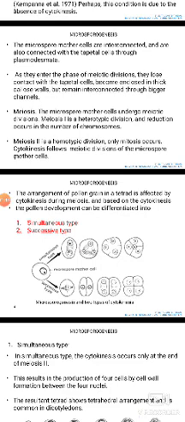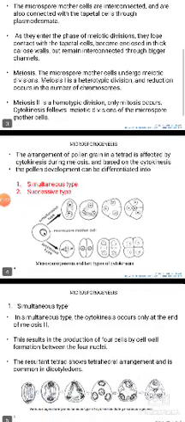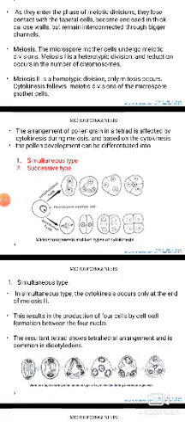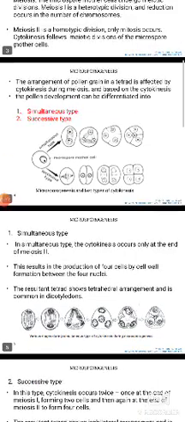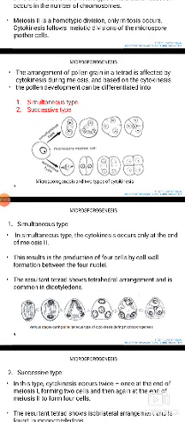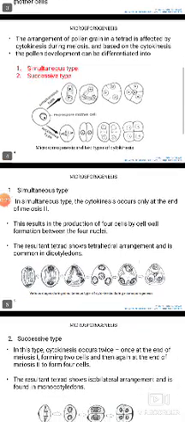Based on cytokinesis, the pollen development can be classified into two types, namely the simultaneous type and the successive type. Coming to the first one, the simultaneous type. In the simultaneous type, cytokinesis occurs only at the end of meiosis 2. This results in production of four cells by cell wall formation between the four nuclei. The resultant tetrads show tetrahedral arrangement and it is common in dicots.